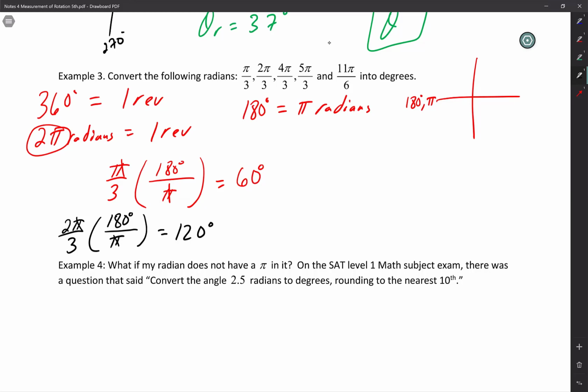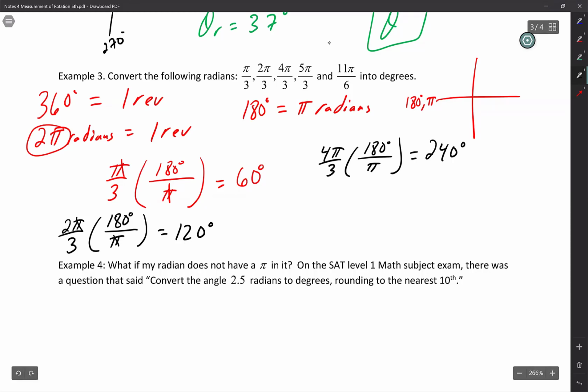Let's keep going. 4 pi over 3. I'm going to multiply that by 180 degrees over pi. 3 goes into 18 6 times. 6 times 4. 6, 12, 24. So 240 degrees. You can use a calculator if you want. 5 pi over 3 times 180 degrees over pi. Make sure to put the degree symbol there, guys. Pi's cancel out. 3 goes into 18 6 times. 5 times 6 is 30. So this is 300 degrees.